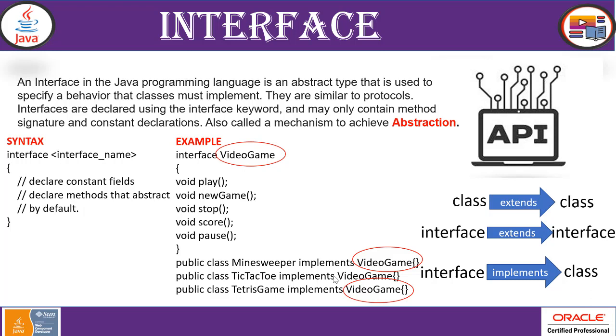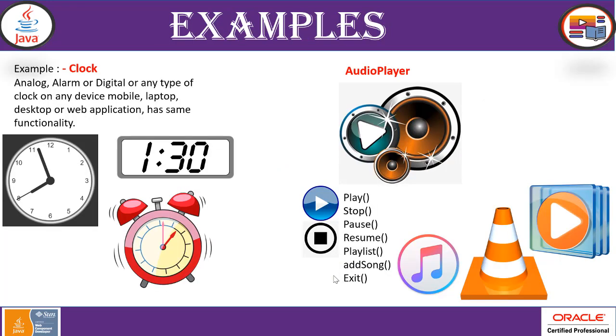If you try to understand with an example, what we need to do is have a generalized form that can be reused as per the requirement. Now, to understand it in more detail, you can take a look at the example of a clock. There are several types of clock: analog clock, alarm clock, digital clock, or any type of clock on any device, mobile, laptop, desktop, web application, which has the same functionality.